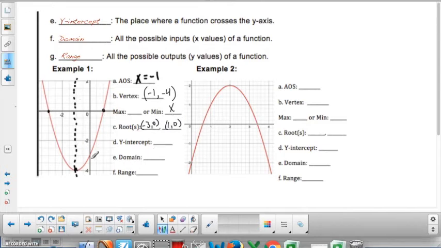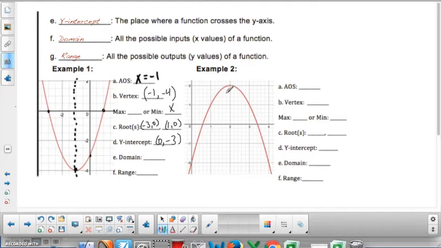My y-intercept is the place where I'm crossing the y-axis, which is right here. That is going to be, I haven't gone side to side at all, so I've got an x value of 0. My y value is -3. Your y-intercept won't always match up with one of your x-intercepts. It just happens to be that way this time.